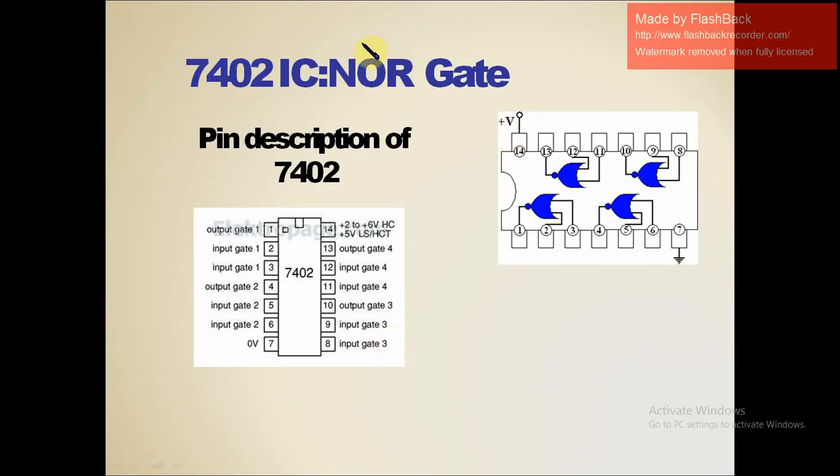Next is the NOR gate IC 7402. Here is the pin diagram using the symbolic diagram. 2, 3 are inputs and 1 is the output; 5, 6 are inputs and 4 is the output. The pin diagram gives the details of the input and output pins, and the ground and voltage supply pins are also given.